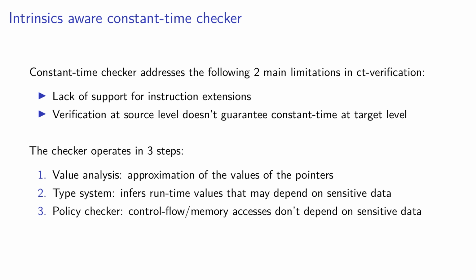So, we designed the constant-time checker that performs the verification at a pre-assembly level and operates in three steps. The first is the value analysis, where an approximation of the pointer's values is calculated. Then the type system, which infers values that may depend on sensitive data, and the policy checker, which ensures that the control flow and memory accesses don't depend on secret data. An overview of each of these steps is given next.